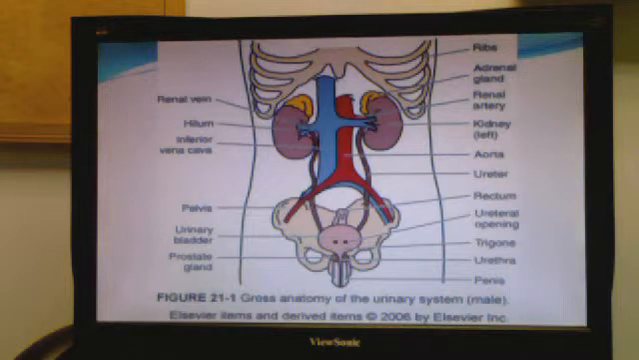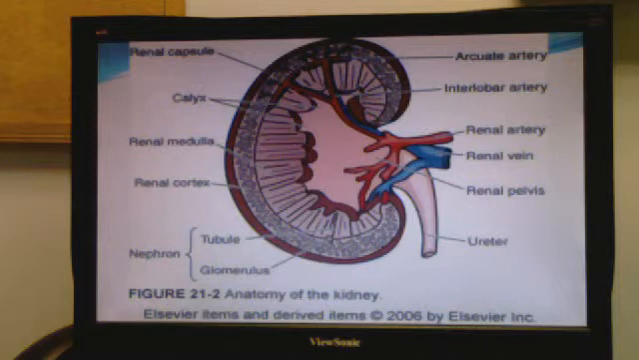And that is the main function of the kidney, actually, to maintain homeostasis by way of maintaining acid-base balance, by maintaining fluid and electrolyte balance, by removing waste, and keeping the vital substances inside the body. So let's start off with the anatomy of the kidney. This is a longitudinal section of the kidney.